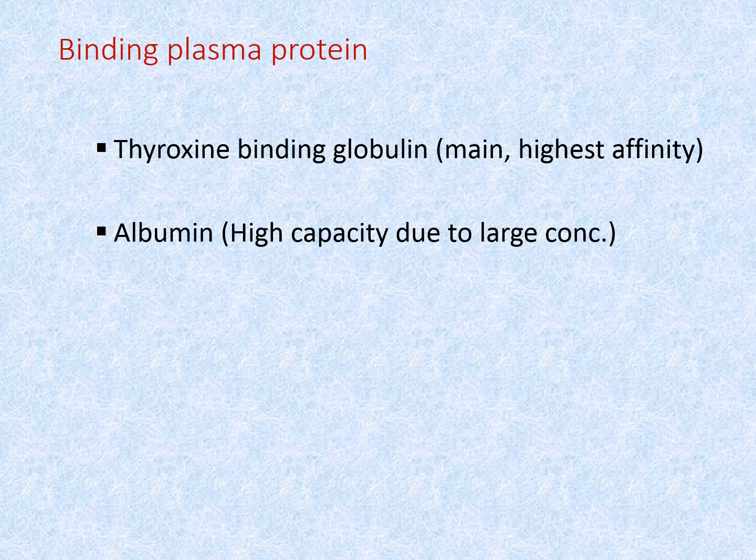If you are talking about affinity, the highest affinity is mainly with the globulin, but if you are talking about capacity, high capacity is with the albumin, as the concentration of albumin is very high, right? And third, some percentage also binds with pre-albumin, nowadays known as transthyretin. So this is about the binding of thyroid hormone with plasma protein.